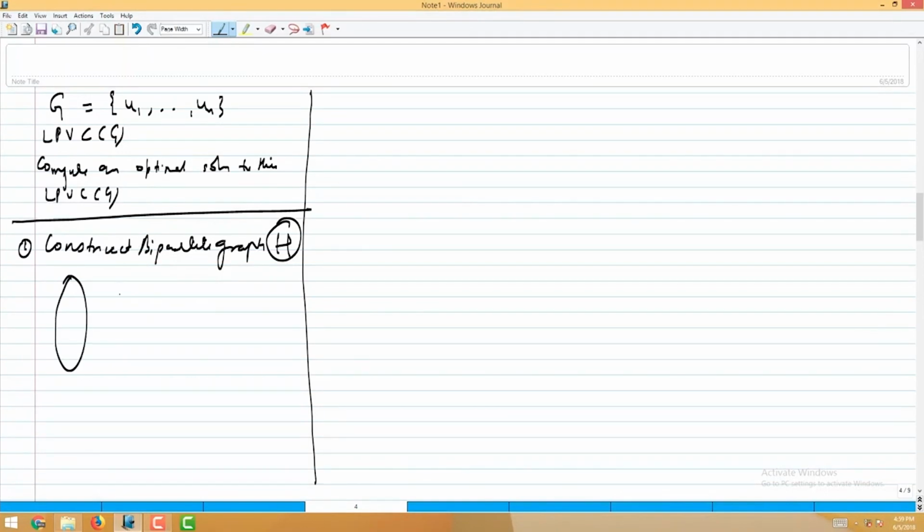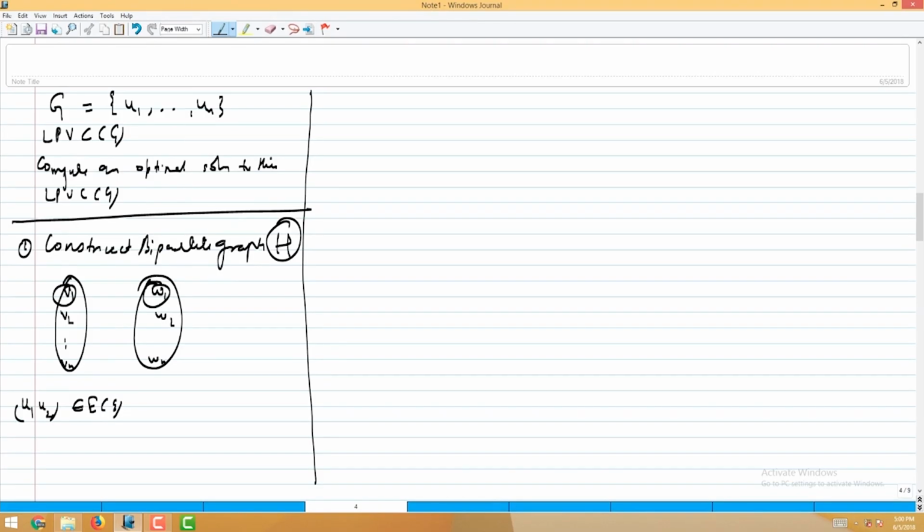The vertices of H are basically, look at the vertices of G and make 2 copies of them. Let's say the vertices of G were U1, U2 to UN. Then I make 2 copies of them. Let's say I make V1 copy and W1 copy. So basically I have made 2 copies for each vertex.